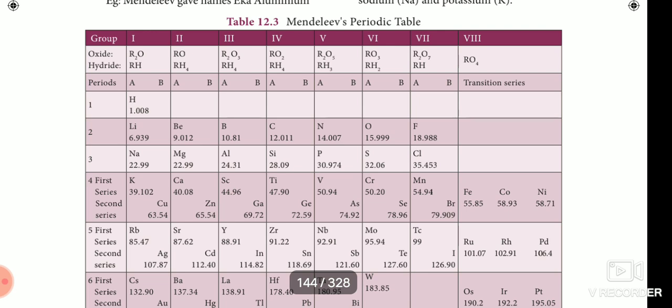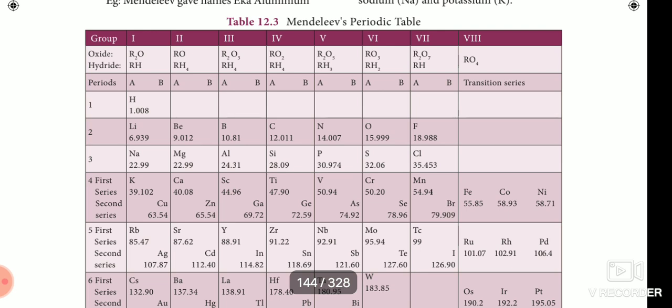Then no proper position is given to the element hydrogen. Hydrogen is arranged in the metal group like lithium, sodium and potassium, but hydrogen is a non-metal. So this is one of the limitations.